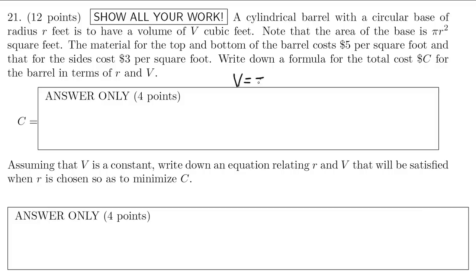For a cylinder, the volume formula is pi r squared h, right? Area of base, which is pi r squared, times the height. So note that the area of the base is pi r squared. The material for the top and bottom of the barrel costs $5 per square foot, but for the sides it's cheaper, only $3. So we want to write a formula for the total cost C of the barrel in terms of r and V. Well, that's not too hard.